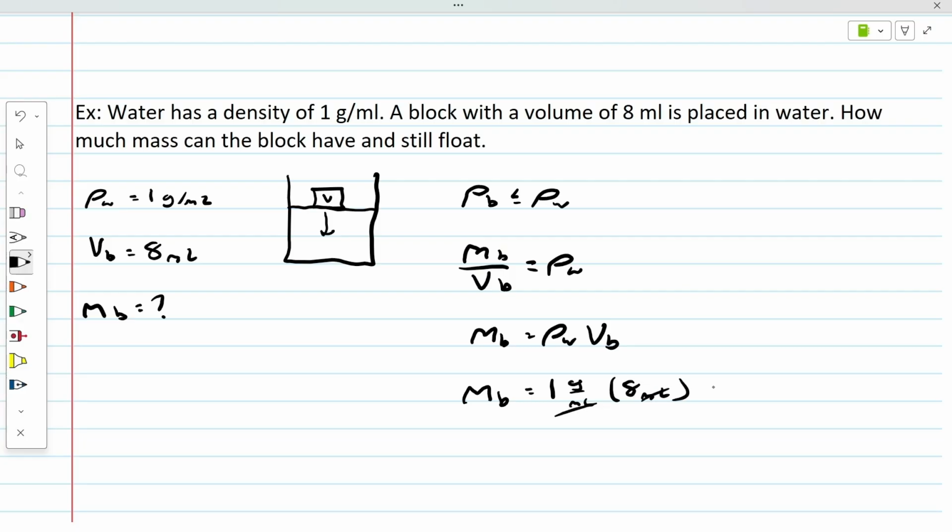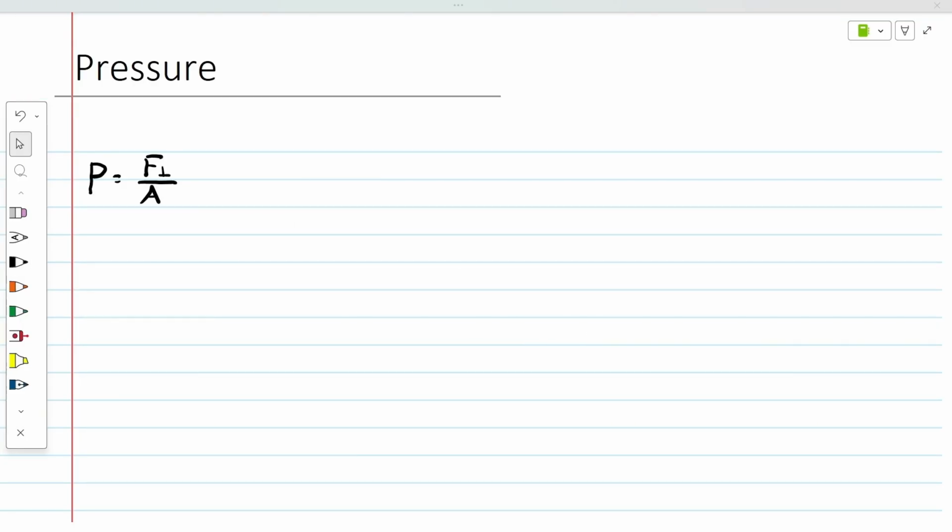So the milliliters will cancel, and we get that the max mass of the block can be is 8 grams before it starts sinking. Okay, so the pressure is defined as the force over the area.